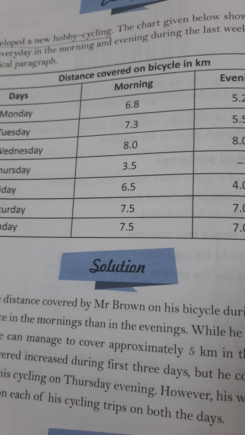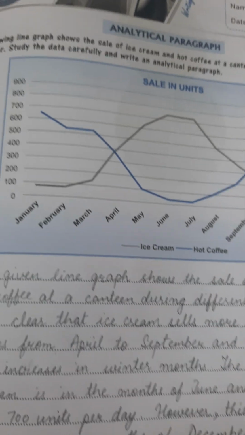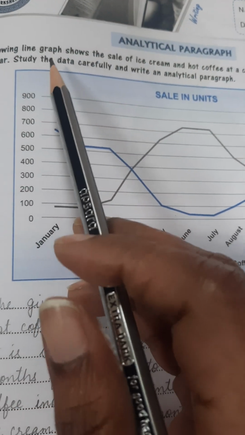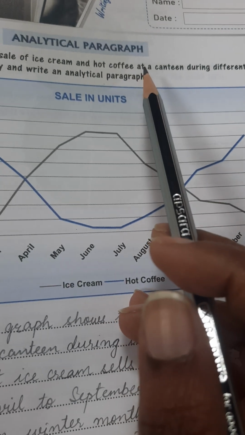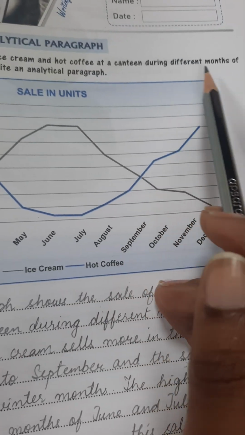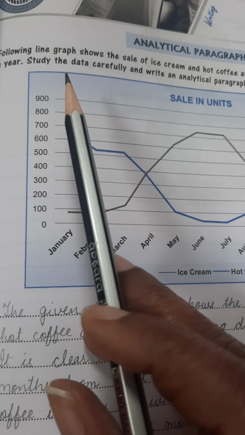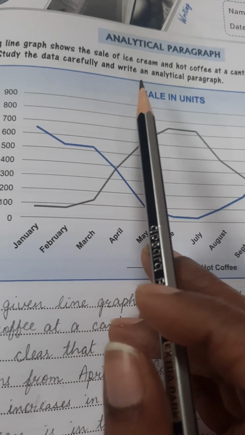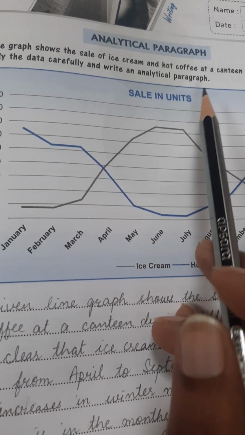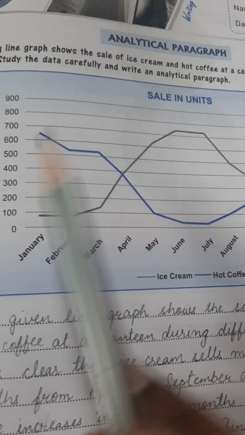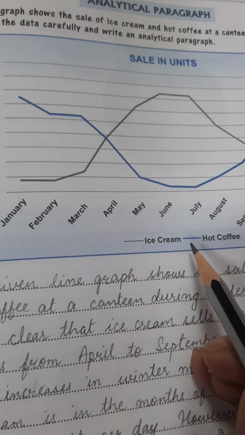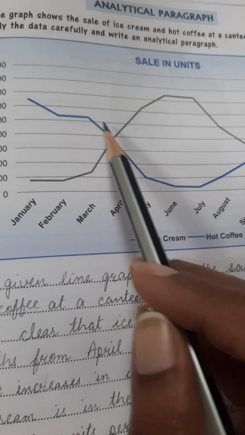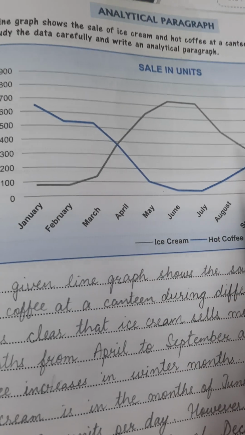Okay, let's discuss the first one, which is given on page number 103 of your book. The following line graph shows the sale of ice cream and hot coffee at a canteen during different months of a year. Study the data carefully and write an analytical paragraph. Sales in units are given. These are the units and these are the months. This line is for ice cream and this is for hot coffee.